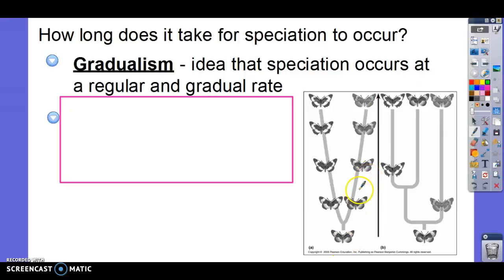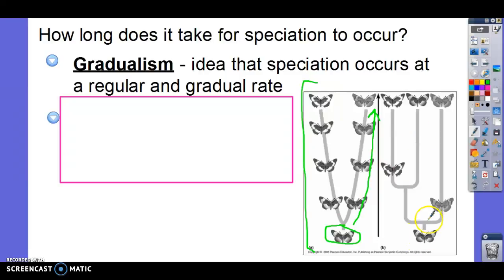So if we look at these butterflies over here, we can see they're gradually changing. So we have this one down here. This is the common ancestor. And this guy's getting a little darker. They have a little bit different patterns going on, but they're gradually getting darker over here. And they're gradually changing over here. So notice at each interval, it's changing a little bit, okay?